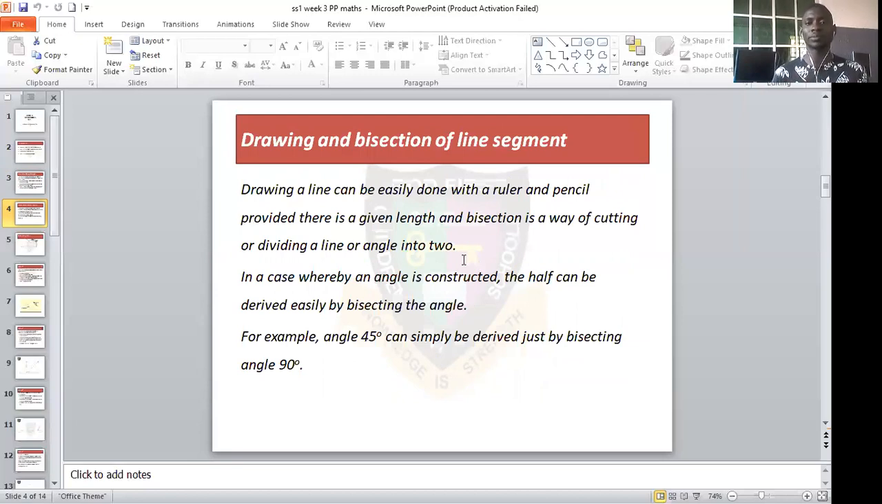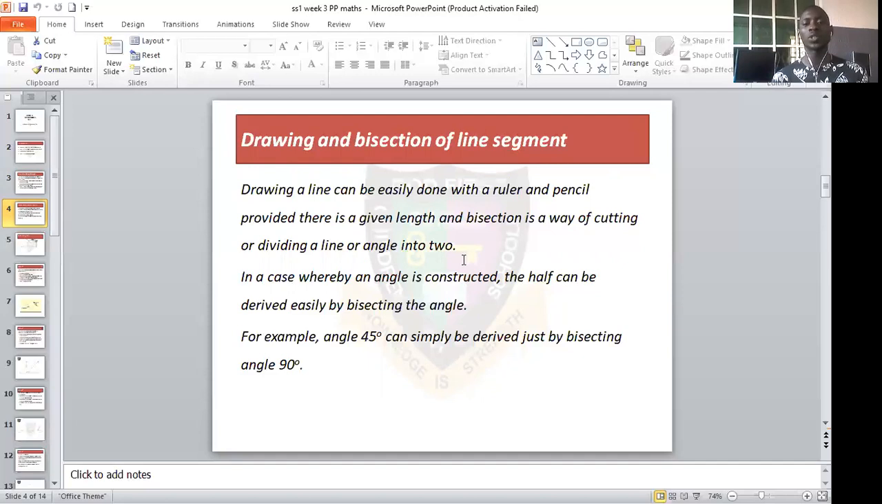And bisection is a way of cutting or dividing a line or an angle into two. Bisection is a way of cutting or dividing a line or angle into what? Two. I already told you, splitting into two. An angle or a line. Like now we can bisect angle 90. If we bisect angle 90 to give us what? Angle 45, that is, we divide it into two. If we bisect angle 60 to give us what? Angle 30, that is, we divide it into two.